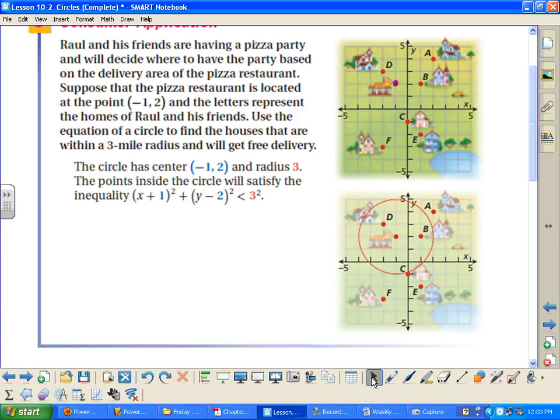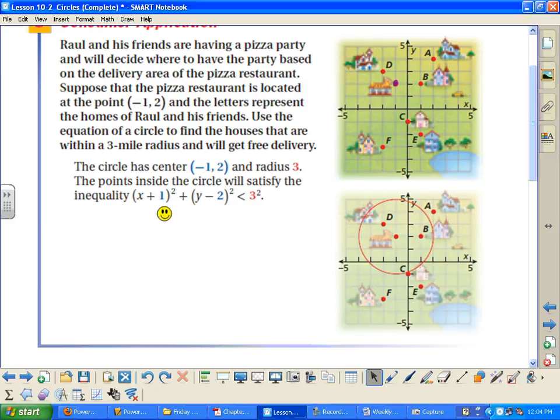So here's what we can do, we can set up an inequality like we've done here that shows the pizza delivery area so Raul and his friends can get some pizza. So the center of the circle is at -1, 2, so they've got x plus 1, that quantity squared, plus y minus 2 quantity squared, is less than 3 squared. Now, one of the things you want to look at, first of all, is where are the obvious ones that it's the case? And the only reason we need to use this inequality is for those that are questionable.